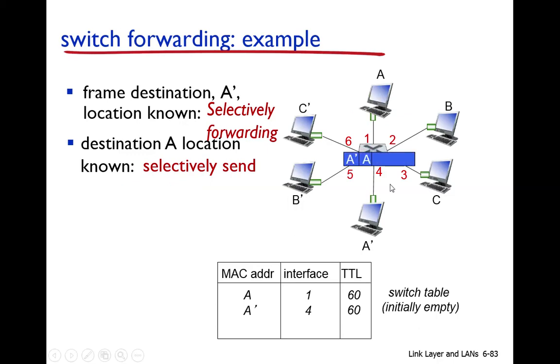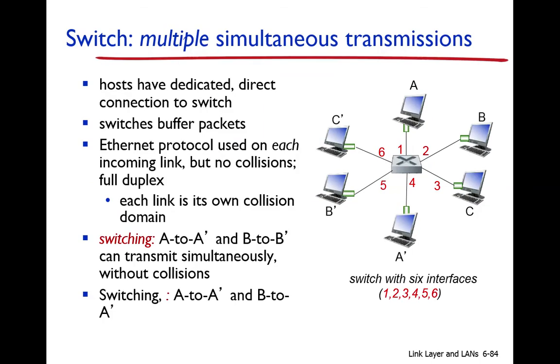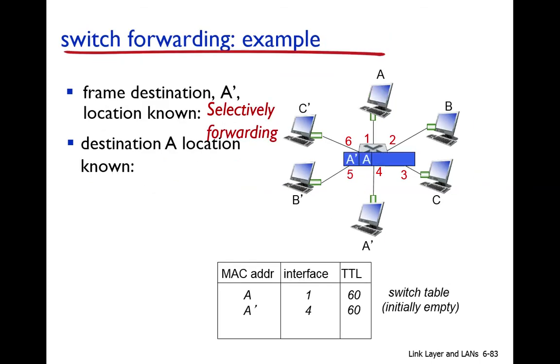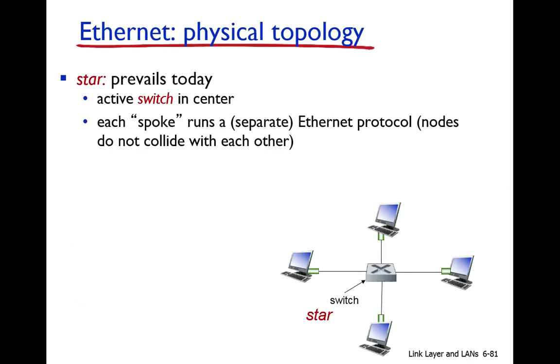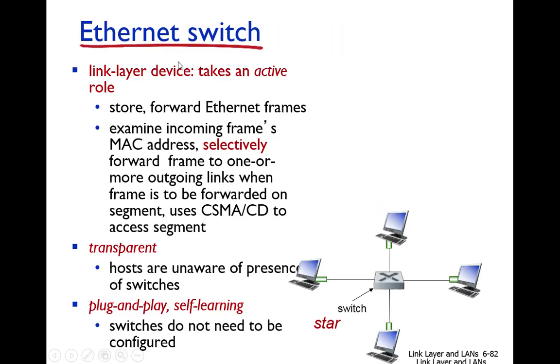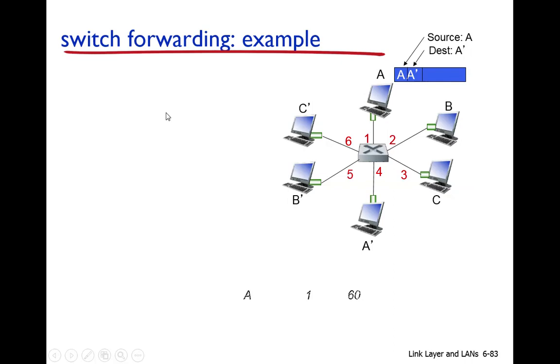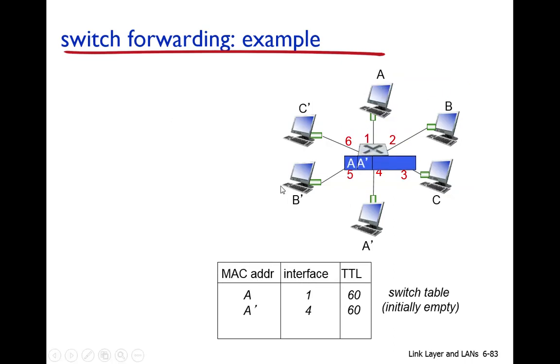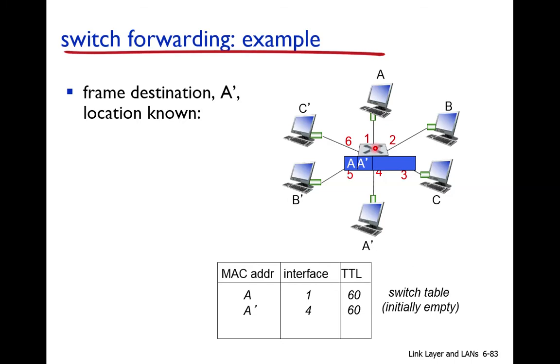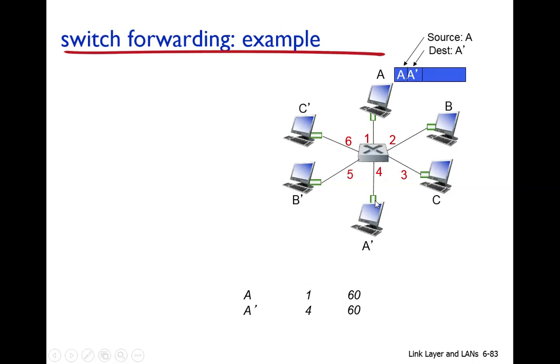Okay. So this is another advantage of the star topology. The star topology, or Ethernet switch, is basically a link layer device. This switch takes an active role. What does it mean? When it receives the data packet, it receives the complete data packet, and then it examines its header field, its destination, and it looks for the destination in its forwarding table, and then forwards the packet to a particular node. So this is active. It is taking an active role.